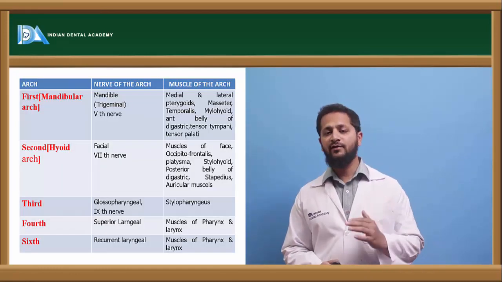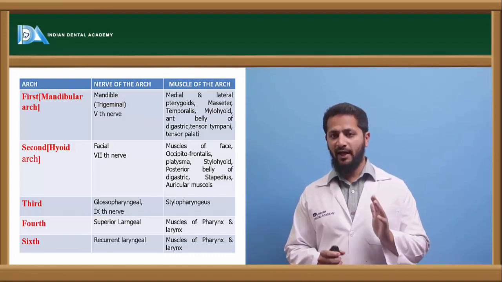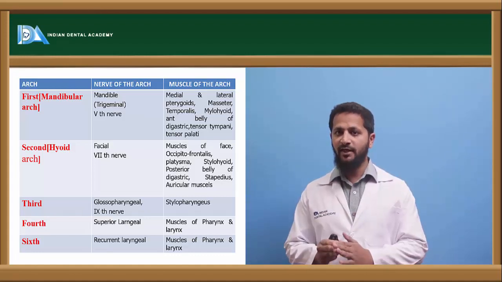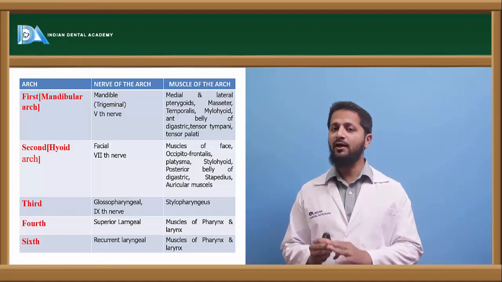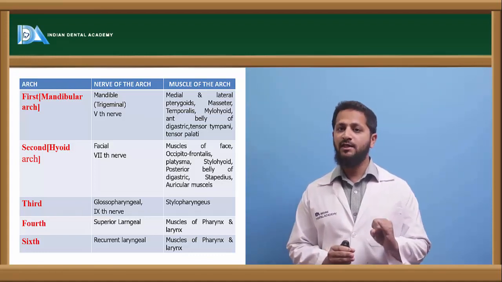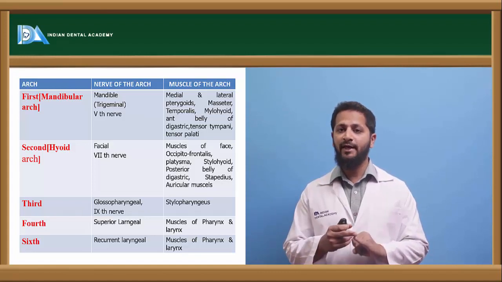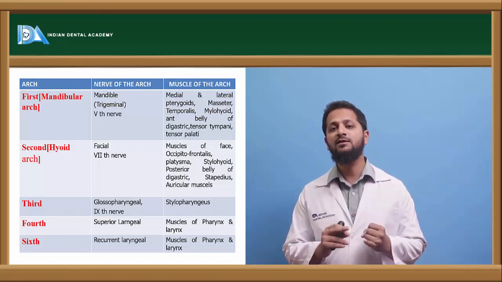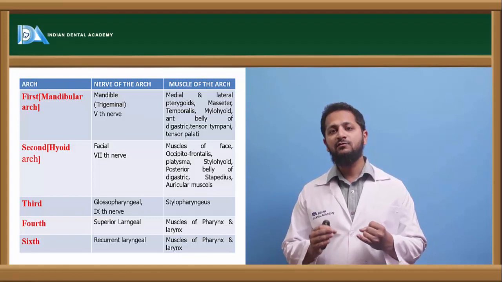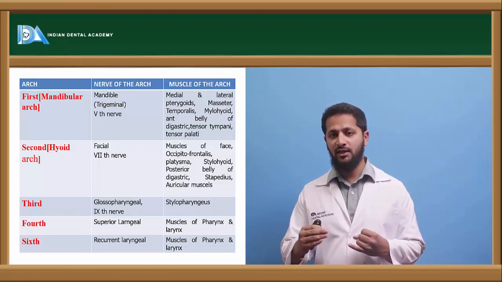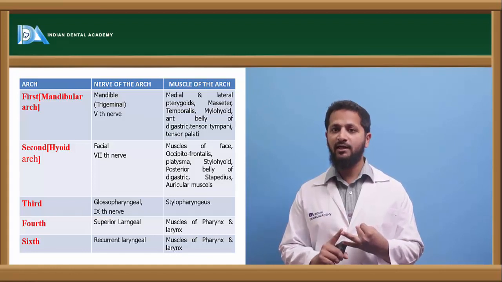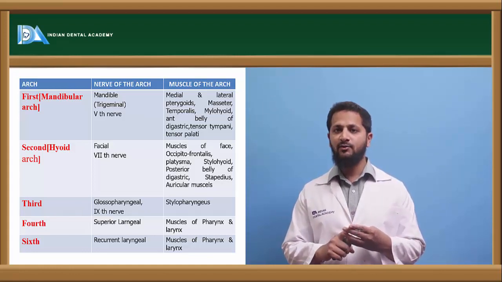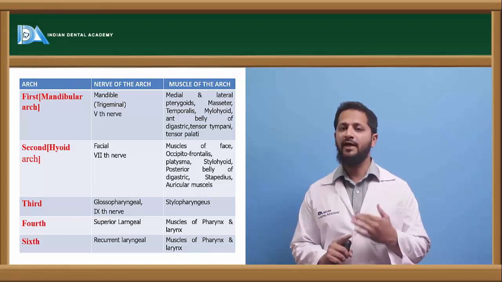Of these 5 arches, each arch has a particular nerve supply, and certain muscles develop from each arch. The first arch, the mandibular arch, is supplied by the mandibular division of the trigeminal nerve. The muscles which develop from it are masseter, temporalis, medial pterygoid, lateral pterygoid, tensor tympani, tensor palati, and anterior belly of digastric.